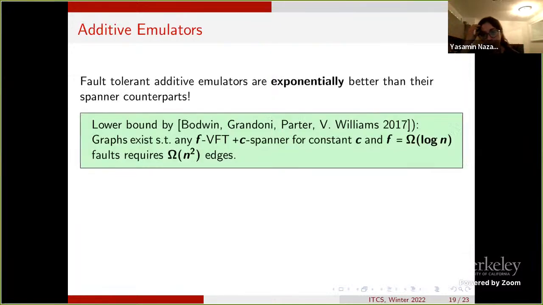Finally, we also have some results on additive emulators. And here we even get a much stronger improvement when we think about fault-tolerant emulators. In particular, we get an exponential improvement. There's a lower bound that says if we want to construct +C additive spanners for any constant C and fault sets of size at least log n, we basically need n squared edges. So we just can't sparsify.